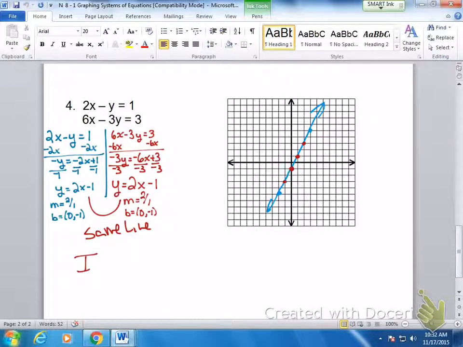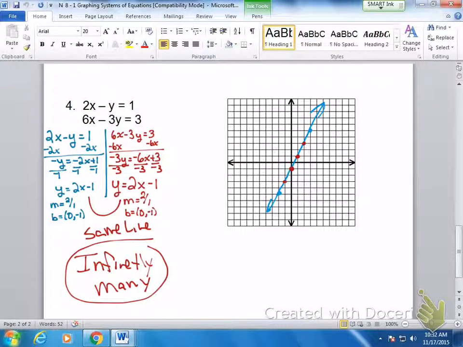So I'm going to put infinitely many. If you ever solve it down to y equals and your equations are the same, you have infinitely many solutions. So guys, the main thing on this is plotting things correctly. Be careful when you're solving for y. It's the same process every time. I hope that helps.